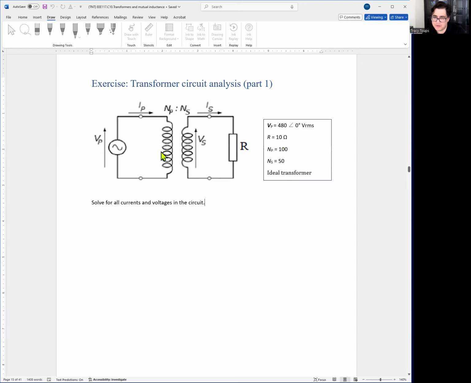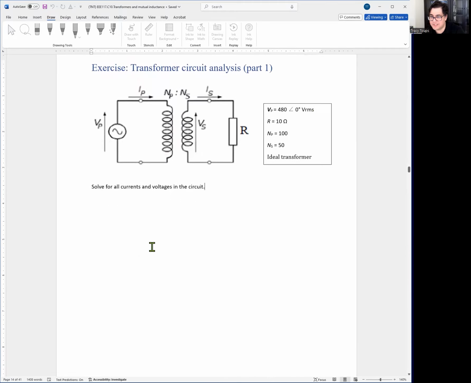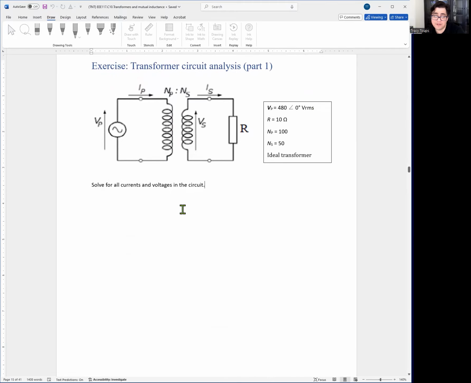Ideal transformer means you don't have to worry about any losses or any small power losses or voltage changes. It's all just straight, very straightforward. Okay, so same process as here. Just do the same thing with different numbers to get a feel for it.